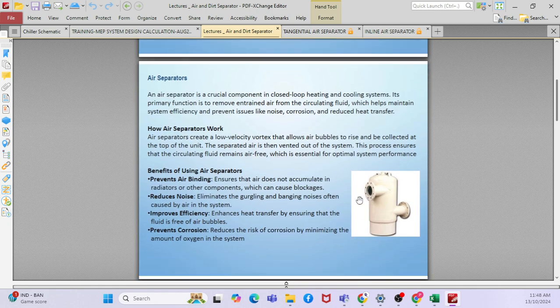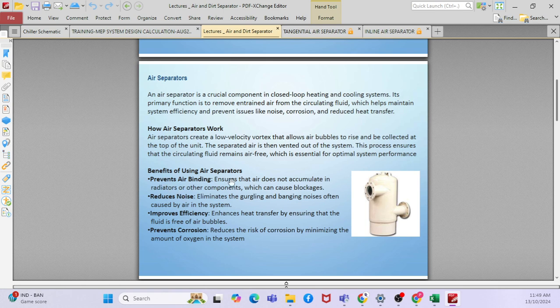So you can see that this is one of the major components in the chilled water system. The air separator works based on a low velocity vortex that allows air bubbles to rise and be collected at the top of the unit. I have shared a video of how the air separator works. When the water passes through the air separator, the bubbles, that is the air, will be separated from the system and taken out. After the air separator, you cannot see any air bubbles.